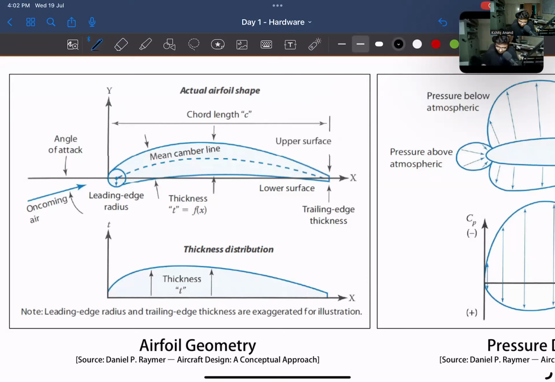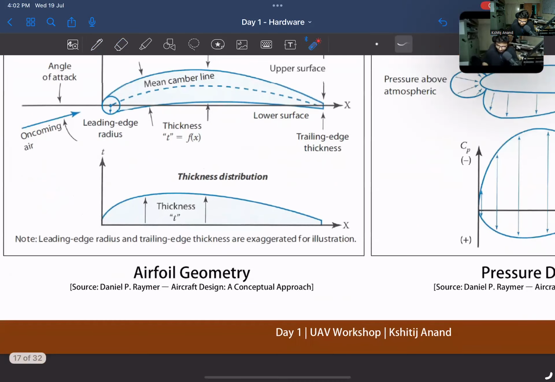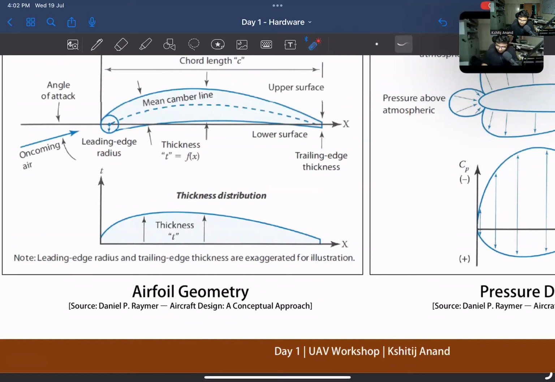Then there is the thickness of the airfoil, the chord length of the airfoil, and this angle, the angle of attack, is very important to understand. The angle of attack is the angle between the chord and the oncoming free stream velocity, or basically your flight path vector. Sometimes they might have an angle between them, but for our RC purposes, we'll assume that the flight path vector and oncoming free stream velocity have roughly the same angle.